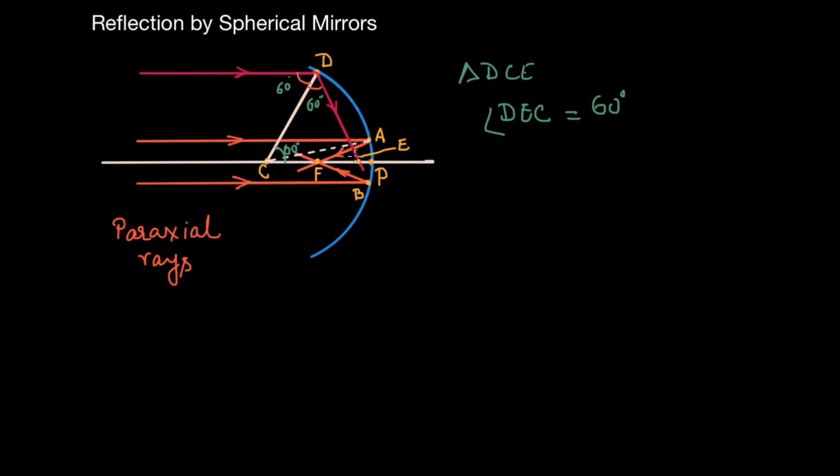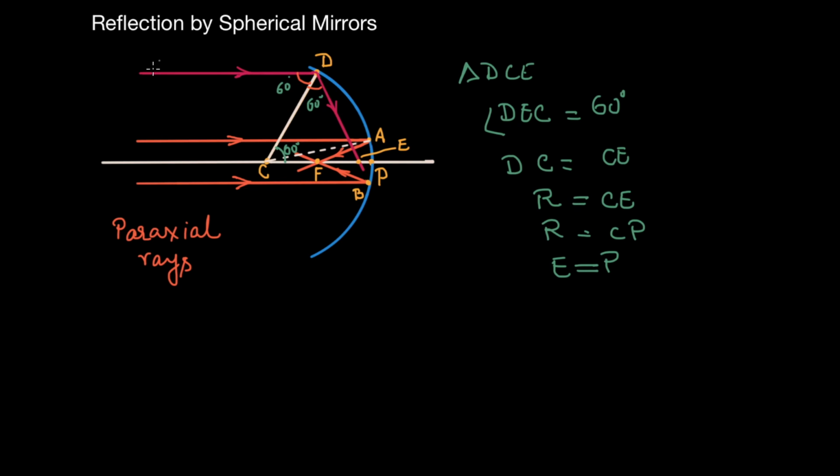So DCE is an equilateral triangle. What that means is the length of DC is the same as CE. The length of DC is nothing but the radius of curvature. And so CE is equal to the radius of curvature. Well, we know that the pole's distance from the center of curvature is also the radius of curvature. The length CP is the same as the length CE. That can only be possible if point E is the same as P.